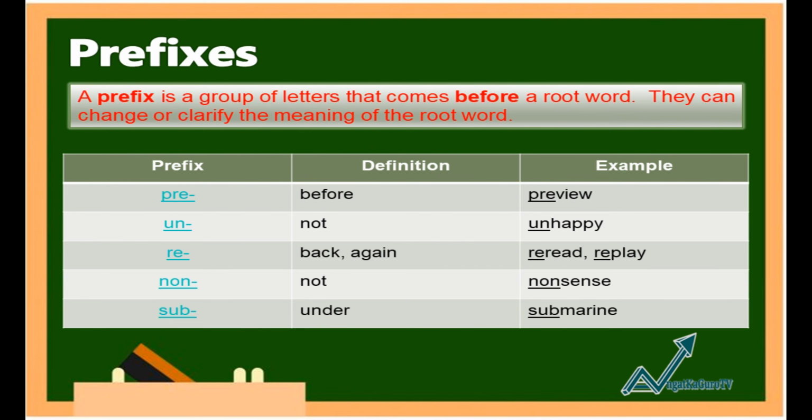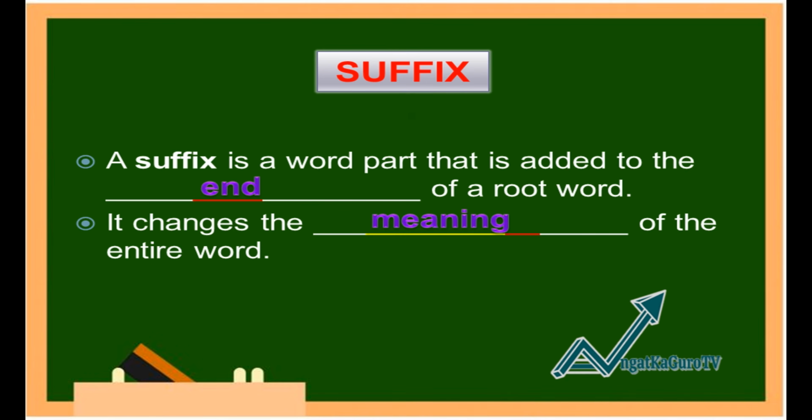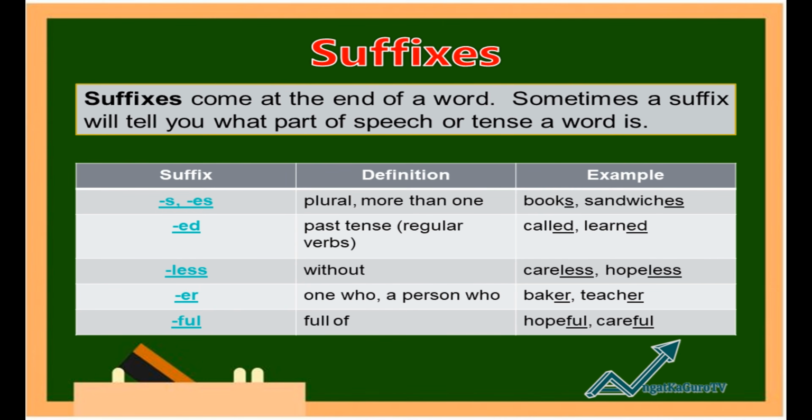Reread, replay. Non, definition, not. Example, nonsense. Sub, meaning under. Example, submarine. What is a suffix? A suffix is a word part that is added to the end of a root word. It changes the meaning of the entire word. Okay, suffixes come at the end of a word.